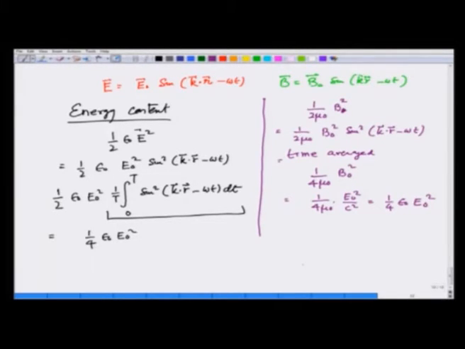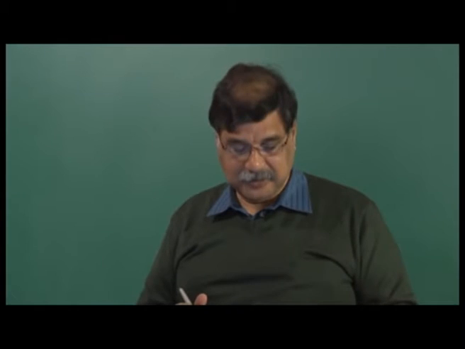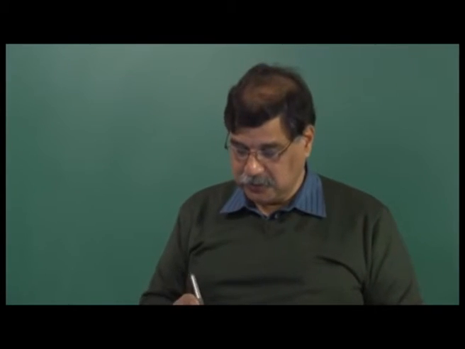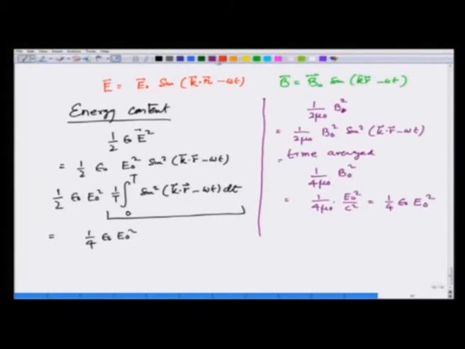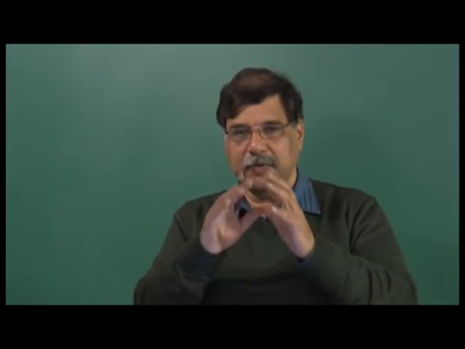Therefore, the energy content in the electric field and the magnetic field component of this electromagnetic wave is exactly the same, which is 1/4 epsilon 0 E0 square, and you add the two and you get the energy density in an electromagnetic wave to be 1/2 epsilon 0 E0 square. So, when this wave exists, for example, this light is coming to me, then the average energy per unit volume is 1/2 epsilon 0 E0 square.